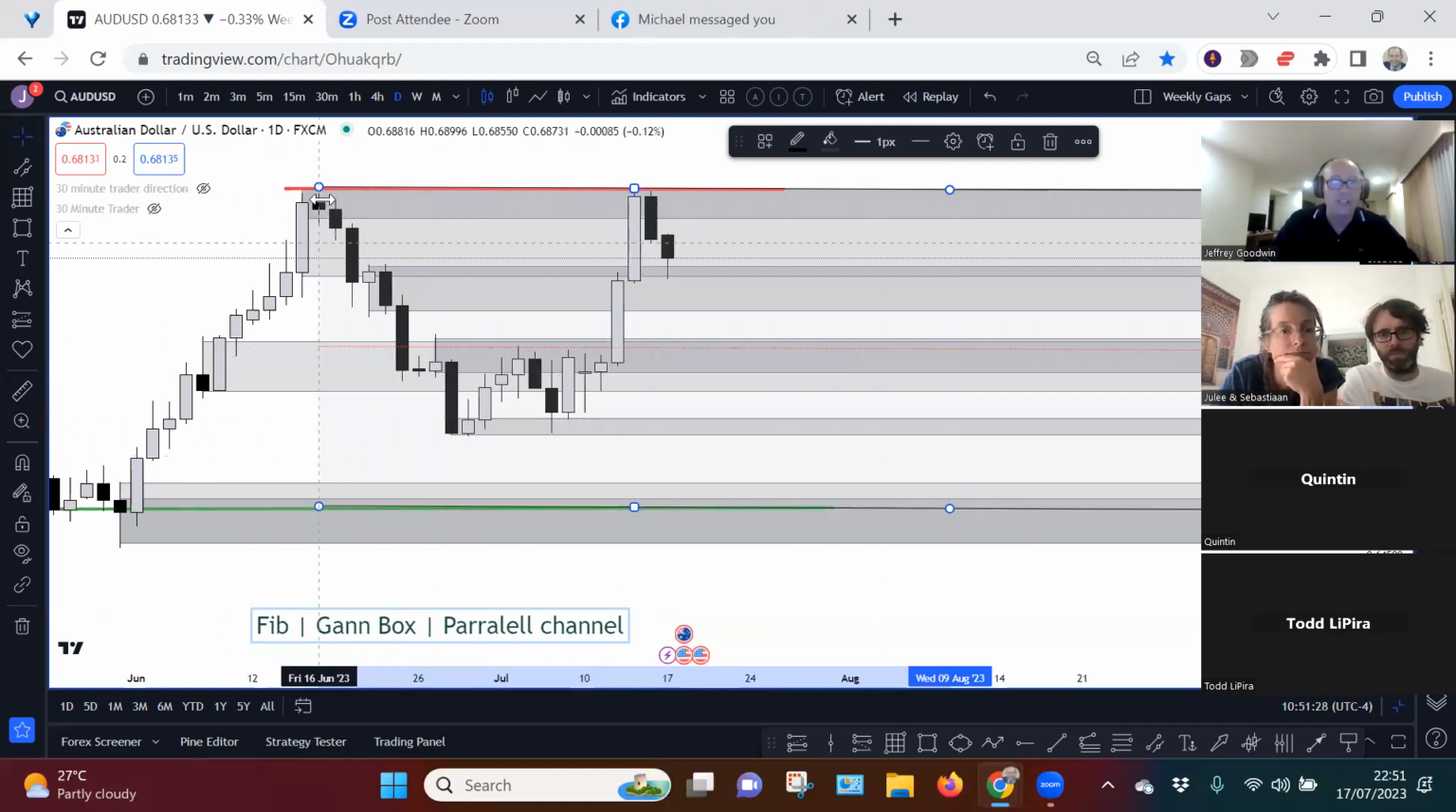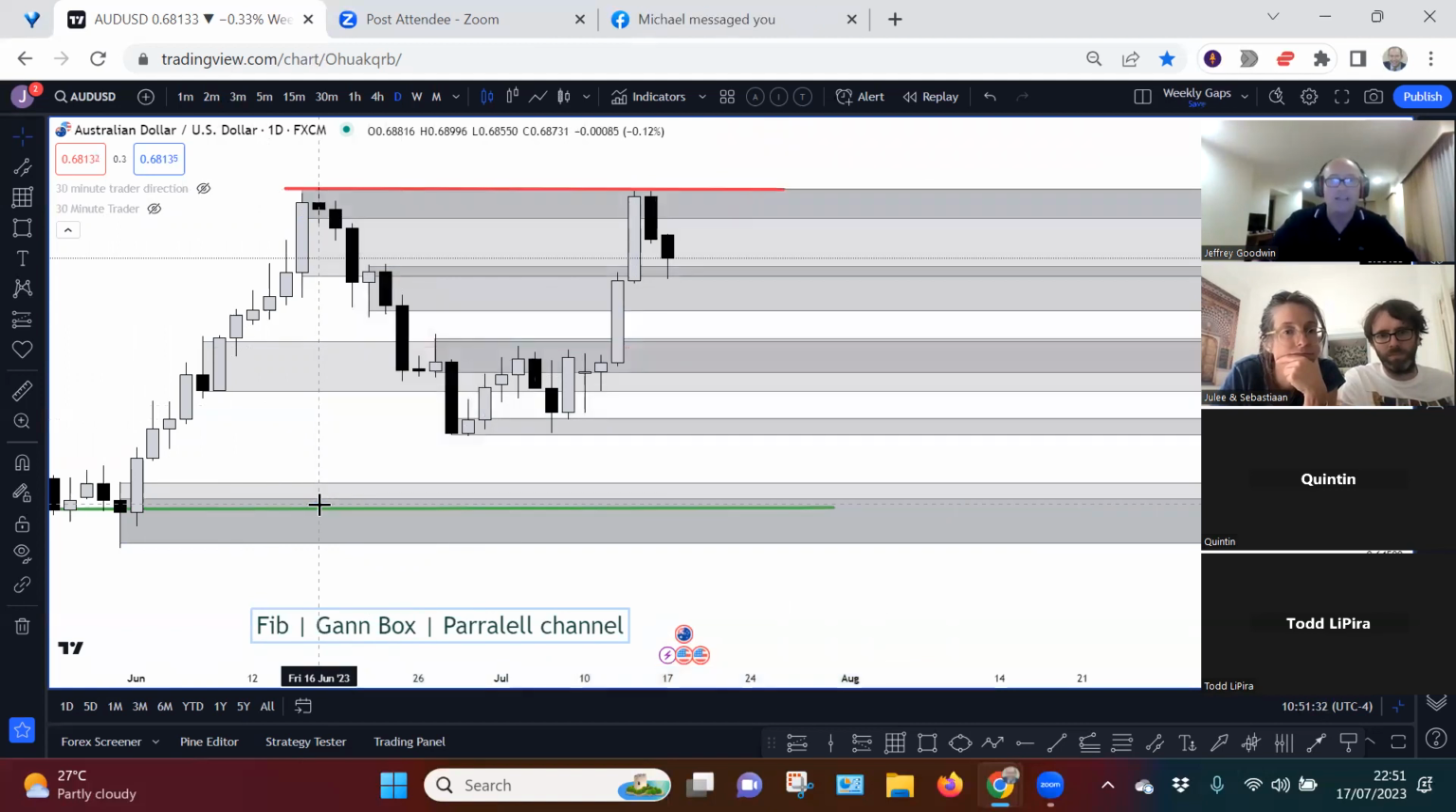I appreciate that. So that's 3 tools that are simple to do to help you find out what a premium is and what a discount is.